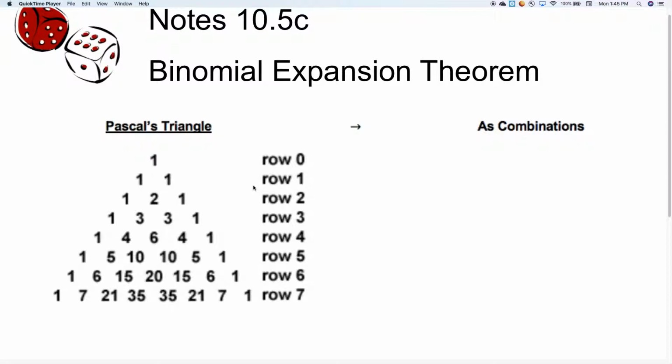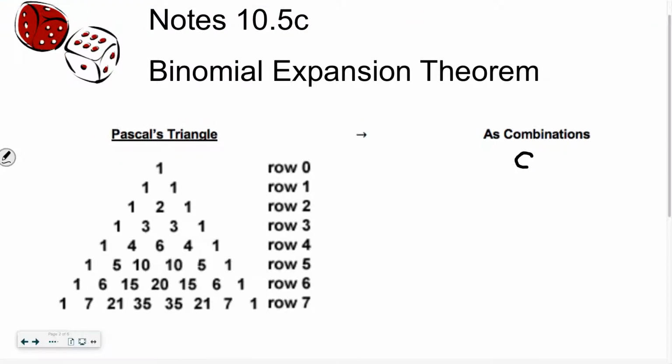row 0. Okay, and then the second row is row 1, and so on and so on. So Pascal's triangle can be written as combinations. If you want to check any of these with your calculators, you could type them in as we write them down. But in row 0, 1 is a combination of 0 items chosen 0 at a time.